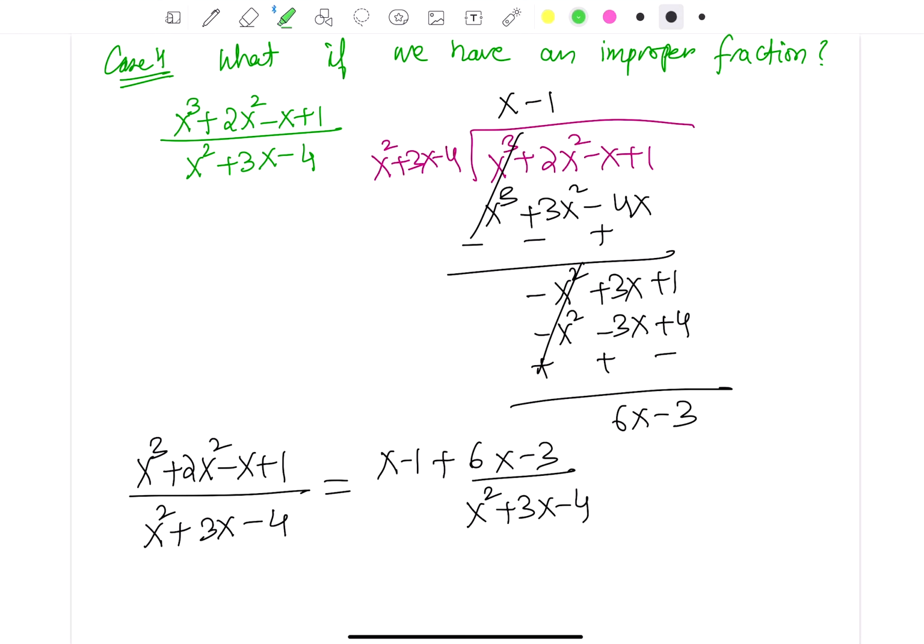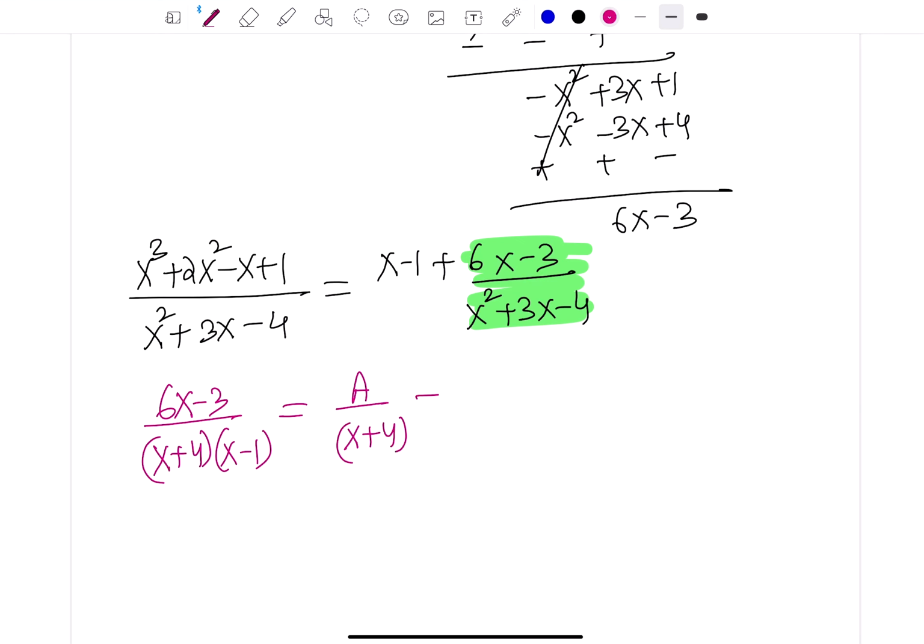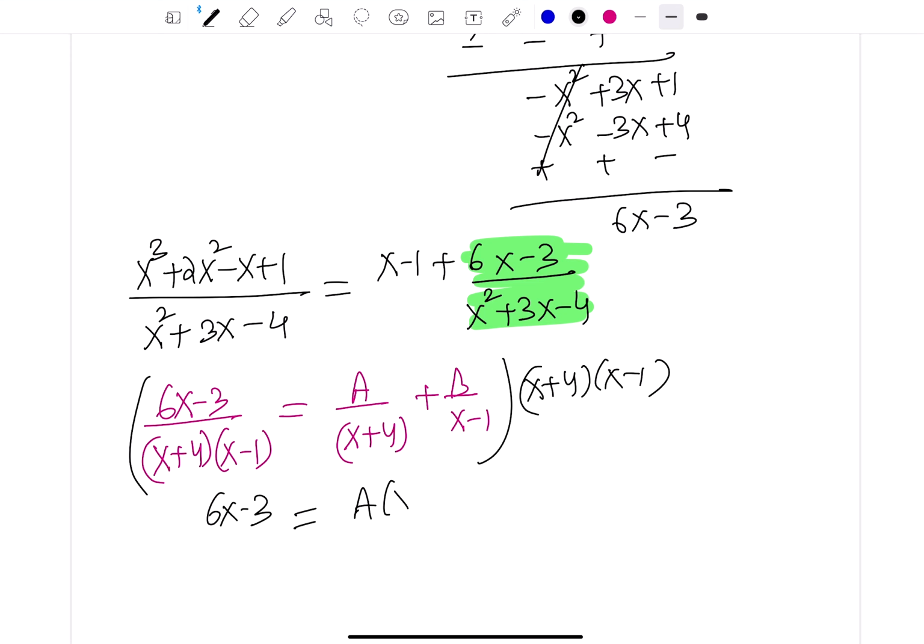Now we're going to break this piece using partial fraction decomposition, and we'll be able to figure out what fractions were added or subtracted to obtain this new fraction. So let's work on 6x minus 3 over x squared plus 3x minus 4. Let's factor it. That would be x plus 4, x minus 1. And when we set it up, these are the linear factors, a over x plus 4 and b over x minus 1. Multiplying with the LCD, x plus 4, x minus 1, leaves me with 6x minus 3 equals a times x minus 1 plus b times x plus 4.